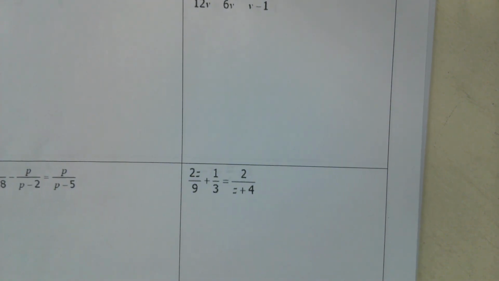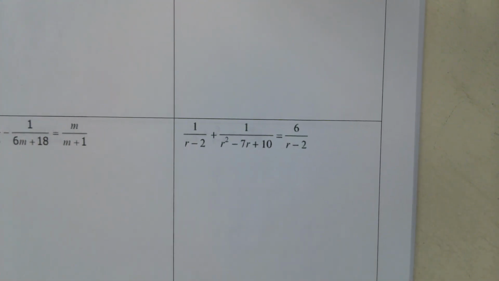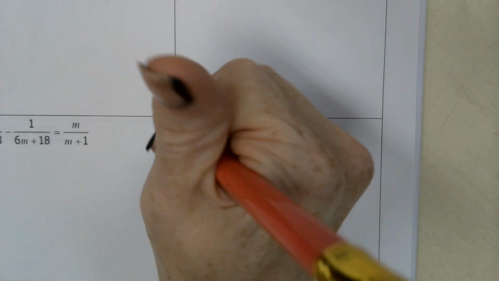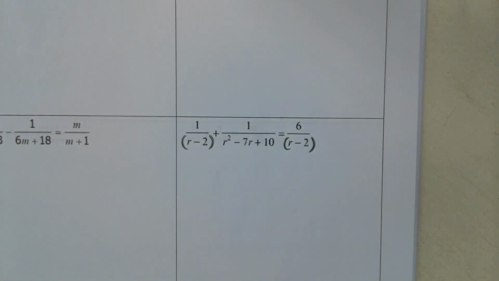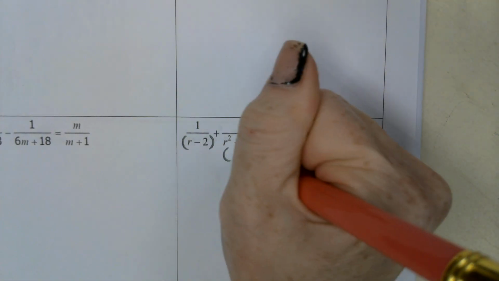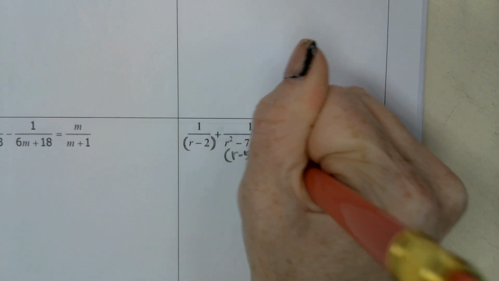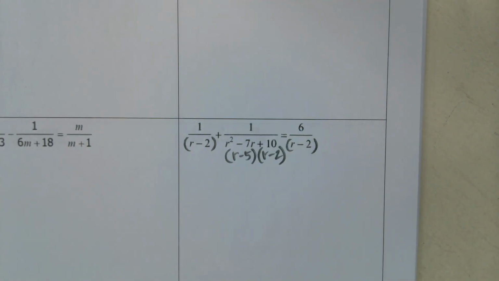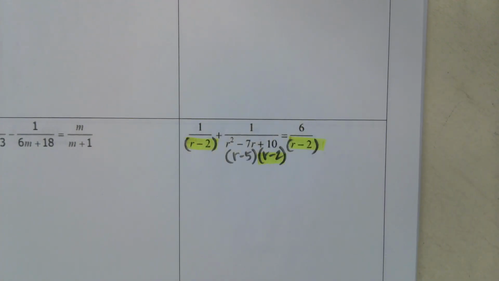Okay, let's take a look at the bottom right-hand corner. Right here, I've got an r minus 2 in the first and last fractions, but I've got this trinomial right here, so let me factor that. That should give me an r minus 5 and an r minus 2, because that means every single one of those has an r minus 2.